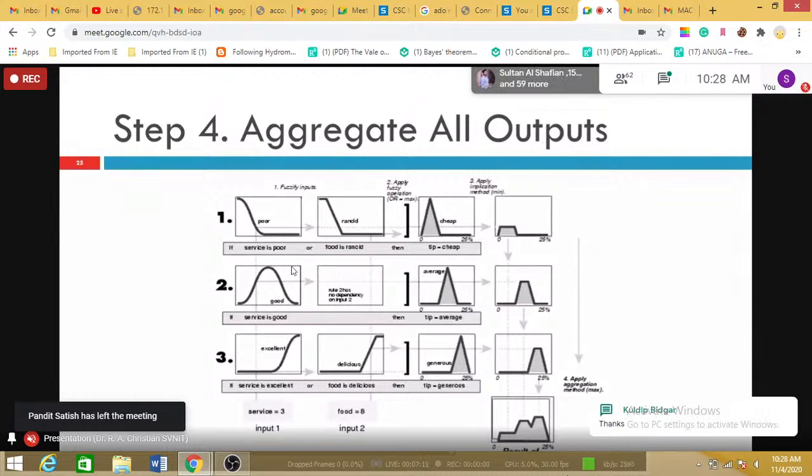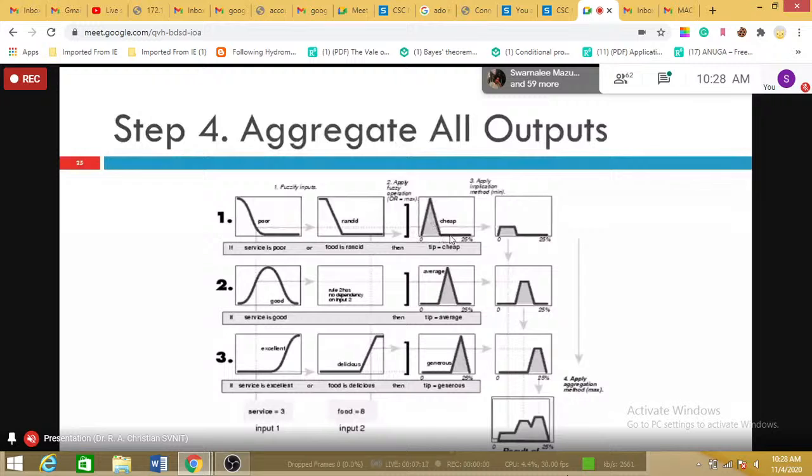the first rule fired: service is poor, food is rancid, then this was the output, or it is connected with OR, so the maximum comes out everywhere. And this is the output of the first fired rule, second fired rule, third fired rule. And finally, when we aggregate them, we get the final set of output as shown in this last figure of aggregation, 0 to 25%.